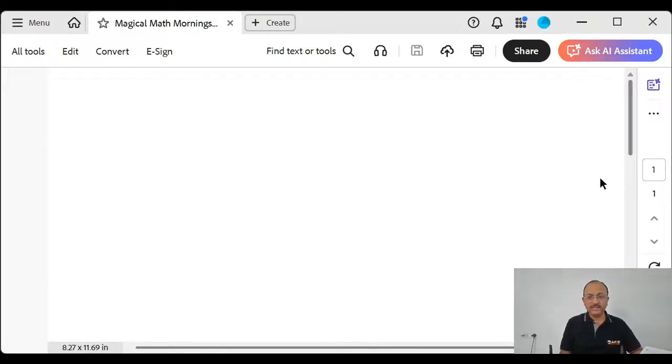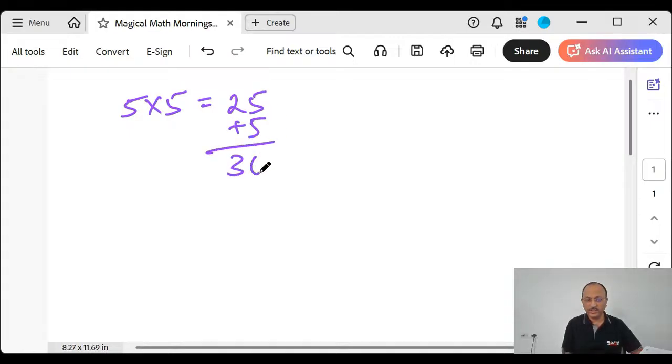How does this trick work? It works on the basic principle of multiplication. Multiplication means repetitive addition, correct? For example, 5 into 5 equals what? 25. Now you add just one more 5 here. What do you get? 30. This is nothing but 5 into 6.